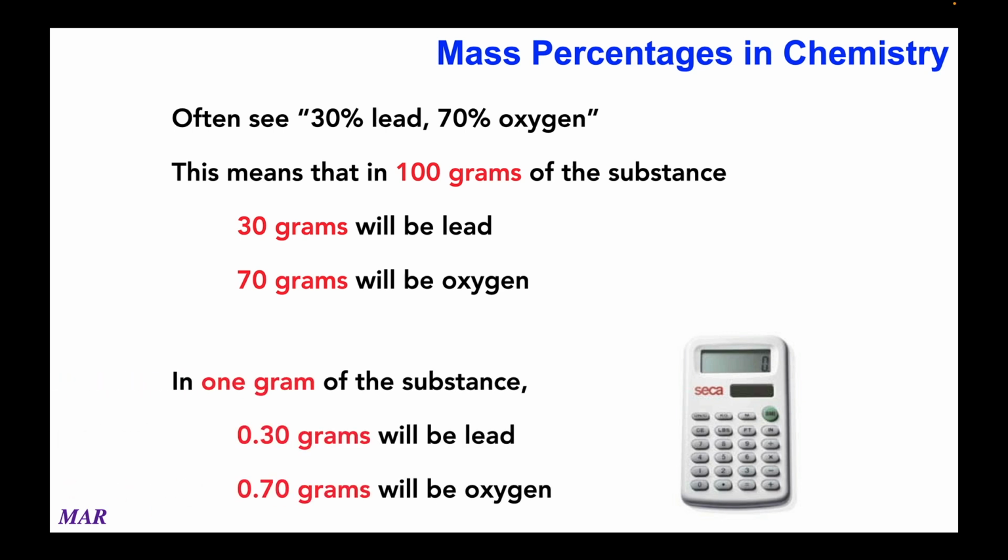But you don't have to think about it as 100 grams. You could also think about it as 1 gram. 1 gram would be 0.3 grams of lead and 0.70 grams of oxygen. It's your call.